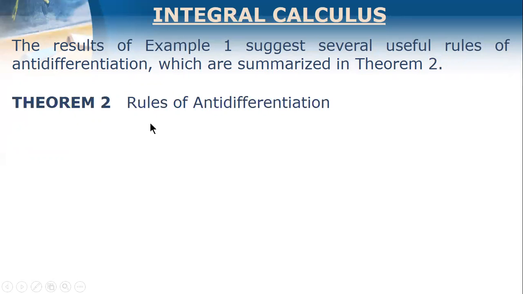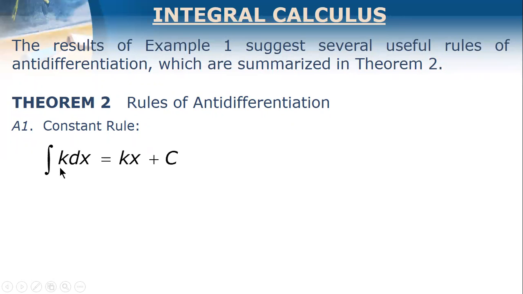So, theorem 2, rules of anti-differentiation. Rule number one, the constant rule. These are the standard forms and you have to memorize these forms. This will be your basis for future integrals. For complicated functions, like those with multiple chain rule or other difficult functions, you will always go back to these standard forms.